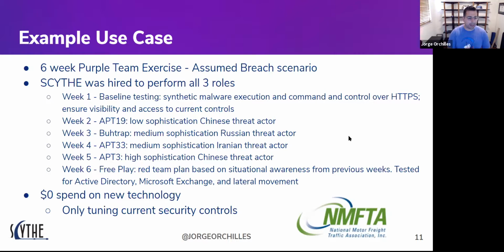And then as we go, we start going up in sophistication. So on week 2, we did APT19. Week 3, we did bot trap. Week 4, we did APT33. Week 5, we did APT3. And then the final week was kind of free play of, based on everything we learned throughout these 5 weeks, what should we test now?